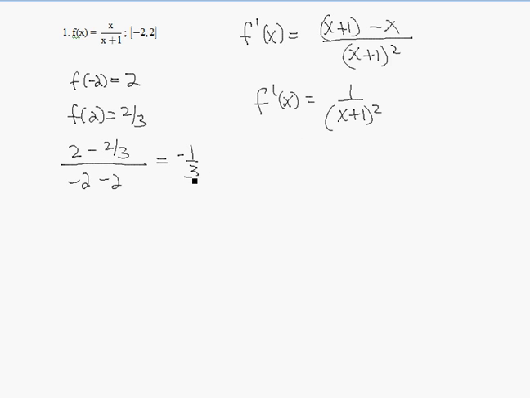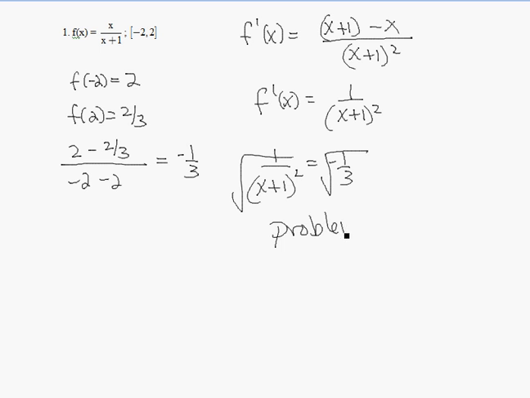So the mean value theorem says take the slope of the secant, set it equal to the derivative, and there should be an x value in between negative 2 and 2 that has that slope. So (x plus 1) quantity squared is equal to negative 1/3. The easiest way to handle this one is to square root both sides, but since I can't take the square root of a negative, we have a problem.